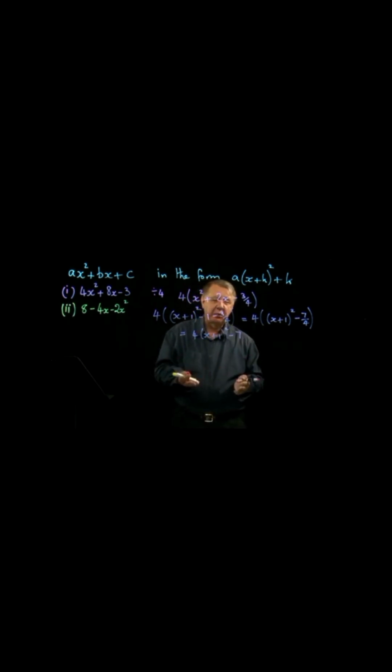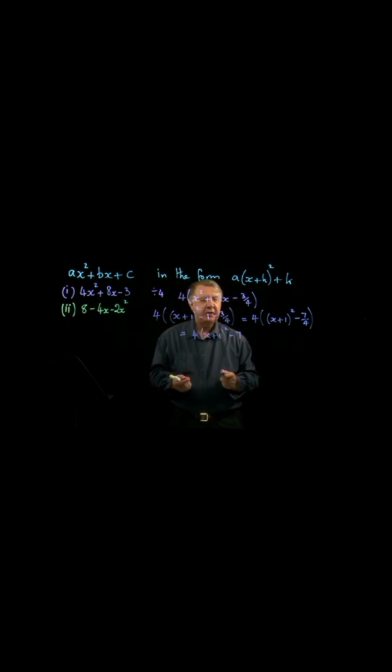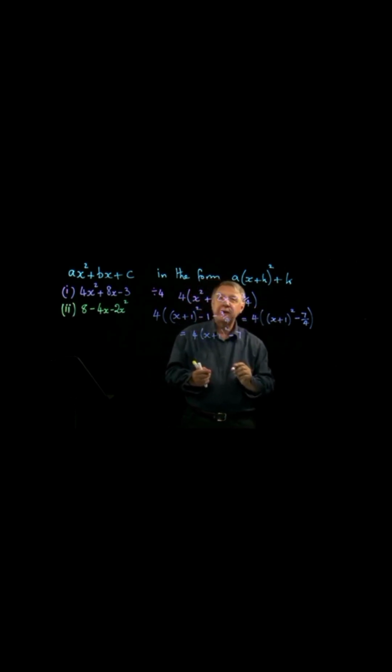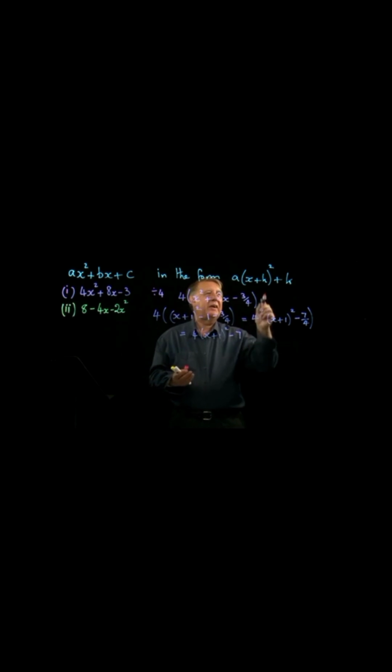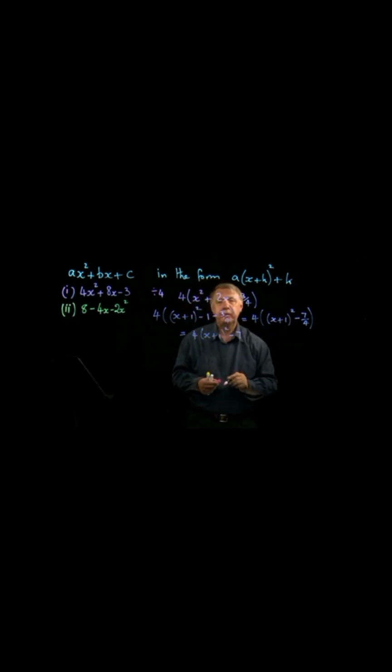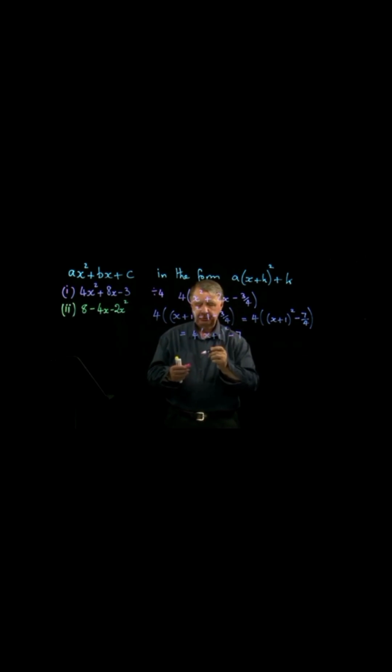And of course some people will say, but you haven't got it in the form because that says plus and you've got minus. But of course I would say to them, well, it doesn't tell me anything about what h and k are. It just says in that form. K could be negative, which of course it is in this example here. So that's the first one.